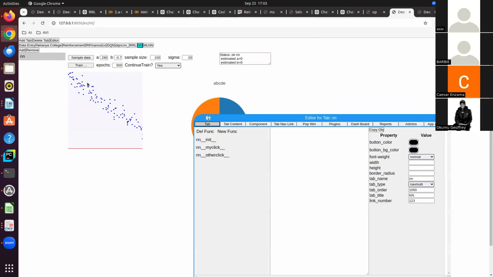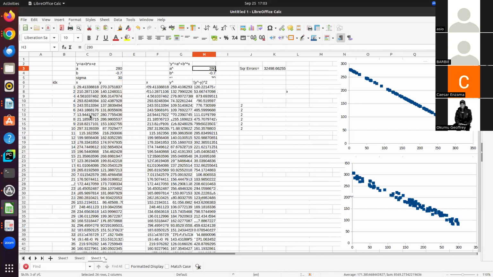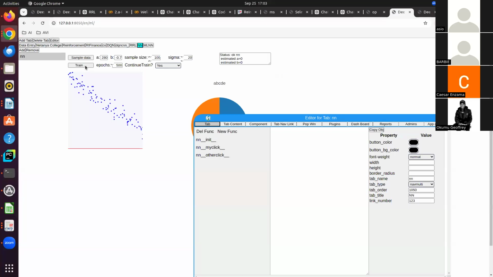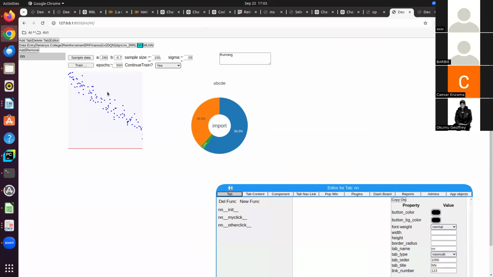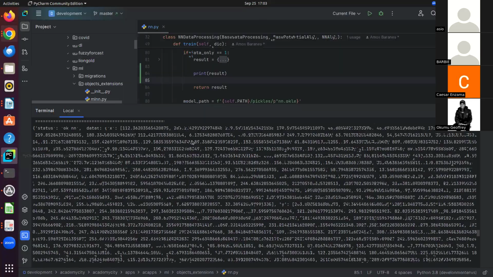What we will do next time, I will go into detail. The mechanism of finding this A and B such that this will be minimal, like we did before, when I click on train, okay, it will do the training, it will utilize a model. This one is done in Python, okay? And that's why we need Python, okay?